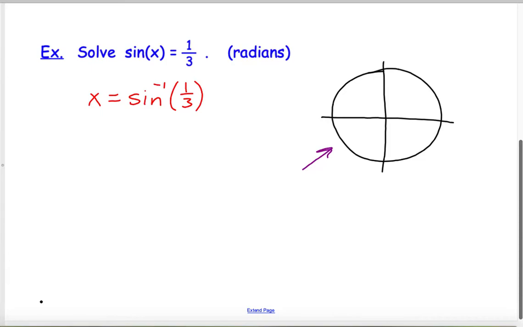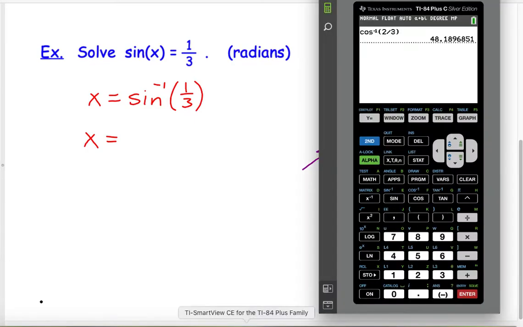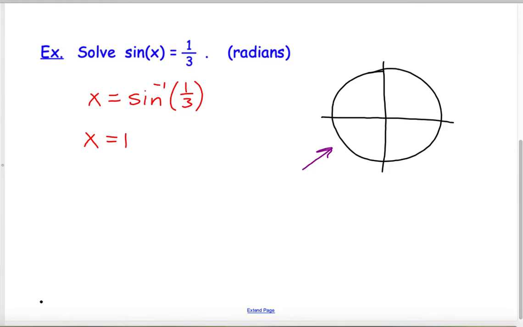Now this one's in radians. It's a little easier to think of things in terms of degrees, so maybe I'll start with degrees just to help you out, and then I'll switch it to radians. So if I do inverse sine of 1/3, right now I'm in degree mode. Second sine 1 divided by 3. I get about 19.5 degrees, so I'll say 19.5 degrees. Put that in parentheses.